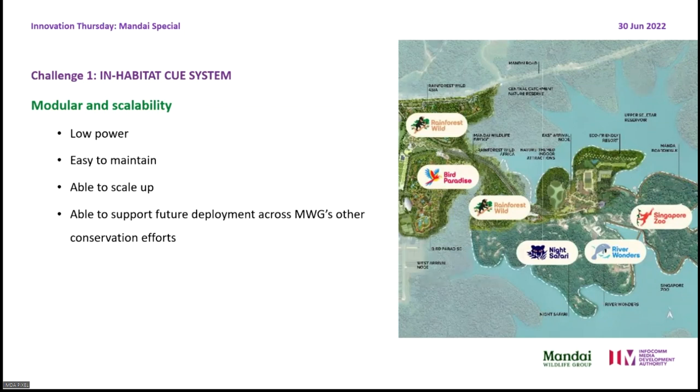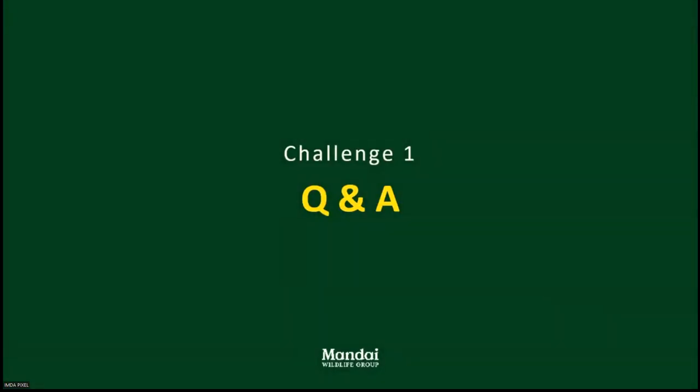We need to be able to scale it up to most of our exhibits, hopefully, and across all five parks, considering the different species that are available within our habitats. And last but not least, of course, it needs to be able to support future deployment across all other conservation efforts. So if you could think about this as a way for us to elicit good, desired behaviors for our animals, we imagine the wider conservation community will also be interested. And of course, if you choose to accept the challenge, we will start to discuss this a lot more. Okay, so that is the end of our first challenge.